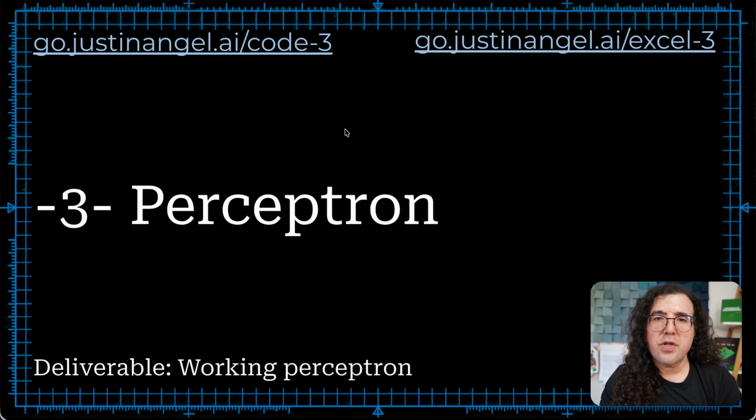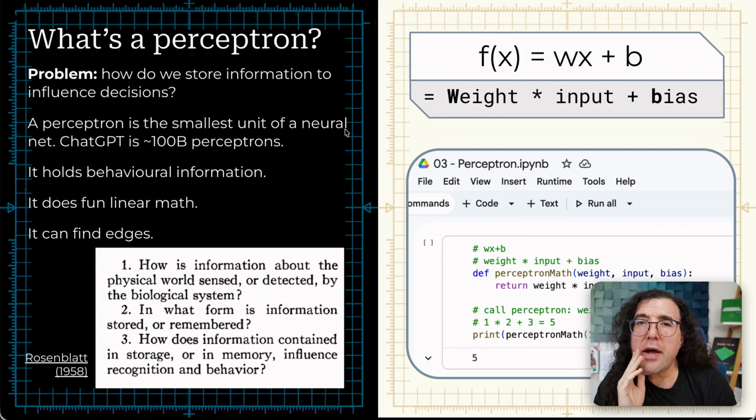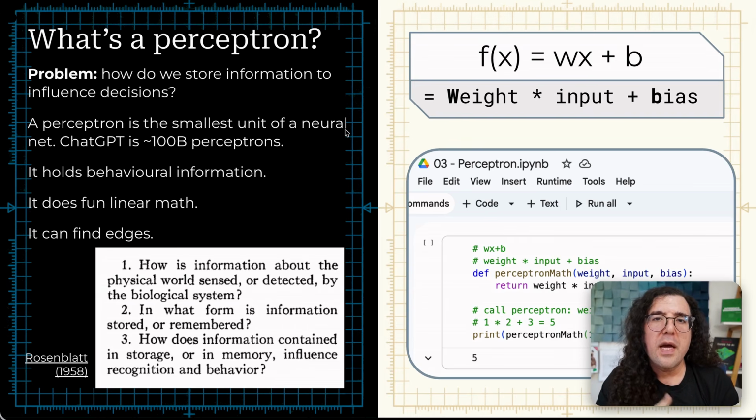Okay, so the first question we're probably going to have is, what's a perceptron? Let's try and think about it not in terms of math, but what problems is it trying to solve for us? The problem is that as we learn the English language, we have to make decisions about which word is the right word to say. We have to store information and then, based on that, make decisions.